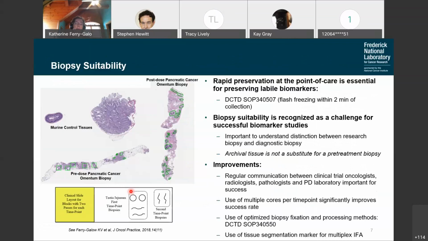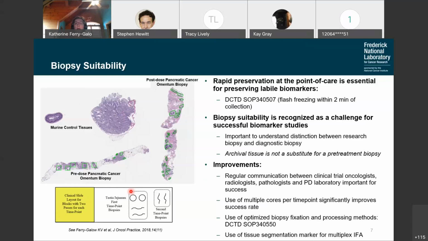Biopsy suitability is a topic really dear to my heart. We've spent a lot of time thinking about this with the pharmacodynamic assays over the last several years. And it's now recognized clearly as a significant challenge for successful biomarker studies. It's very important to understand that there's a big distinction between a sufficient research biopsy and a fit for purpose or sufficient diagnostic biopsy. Archival tissue is not a substitute for a pretreatment biopsy.